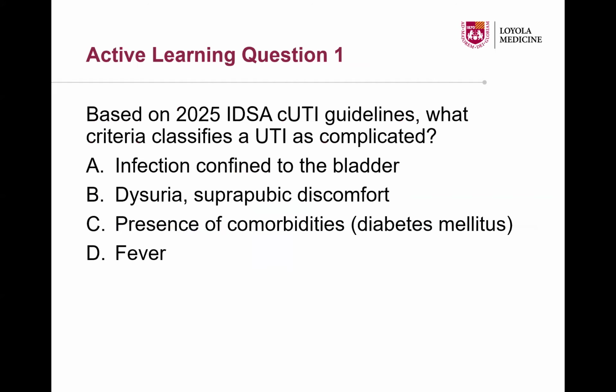So we're going to start here with an active learning question. Based on the 2025 IDSA complicated UTI guidelines, what criteria classifies a UTI as complicated? Is it A, infection confined to the bladder? B, dysuria and suprapubic discomfort? Is it C, presence of comorbidities, in this case diabetes, or is it D, fever? I'll look for a show of hands for A, B, C, couple hands for C, D, more hands for D. All right, we'll talk about it, and maybe there's some shifting in those definitions over time.